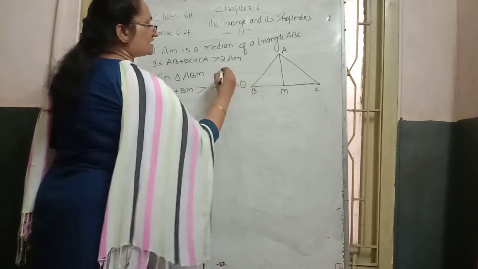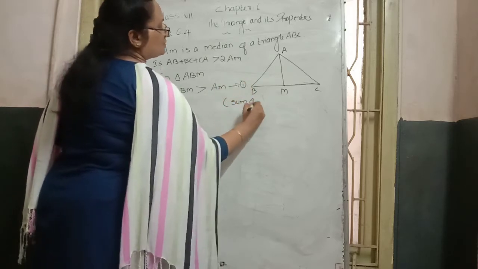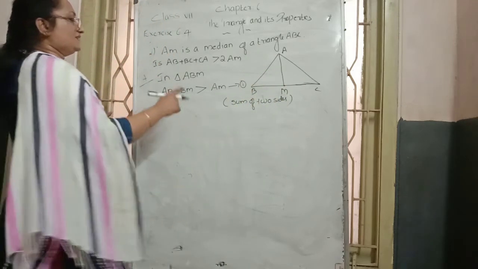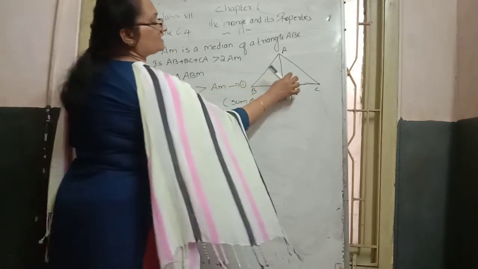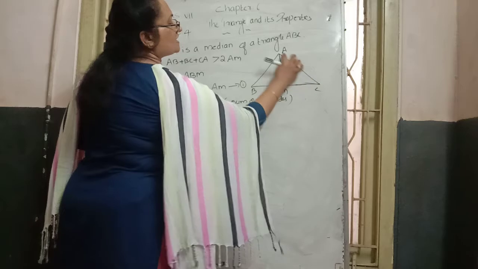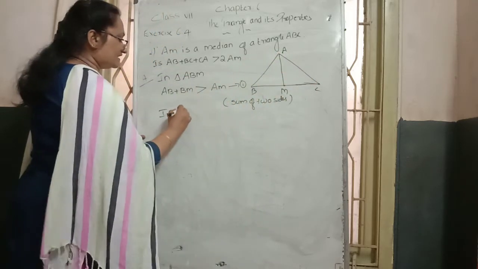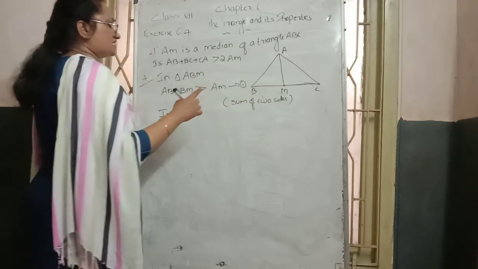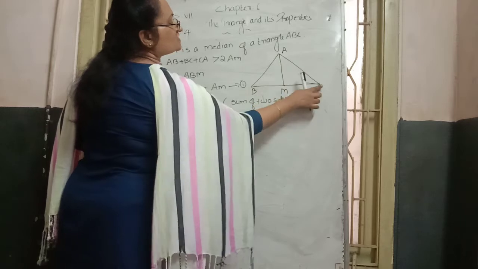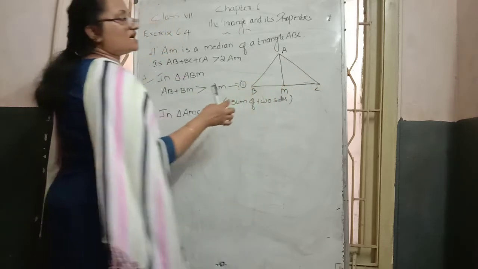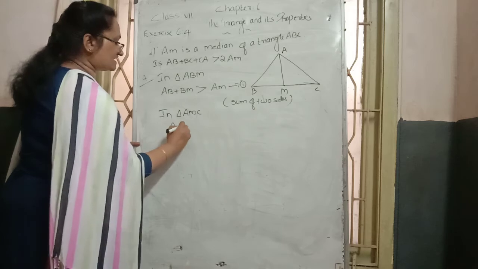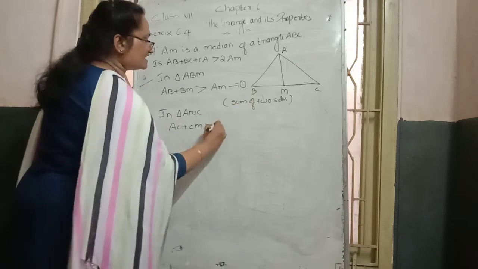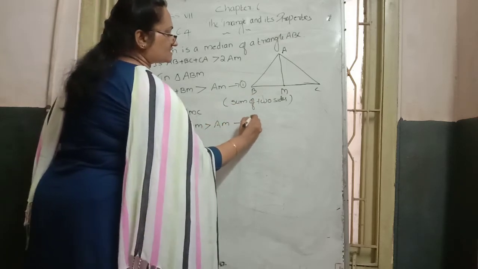Here we apply the property that the sum of two sides is greater than the third side. Next we consider the second triangle, the right side triangle, ACM or AMC. There we apply the same property. In that triangle also, the sum of two sides, AC and CM, is greater than the third side of the triangle, which is AM. We mark it as equation 2.